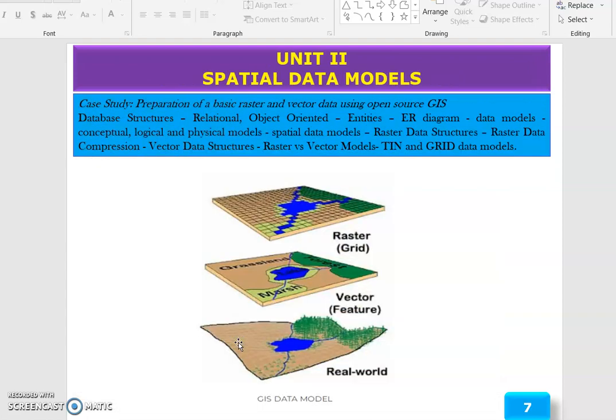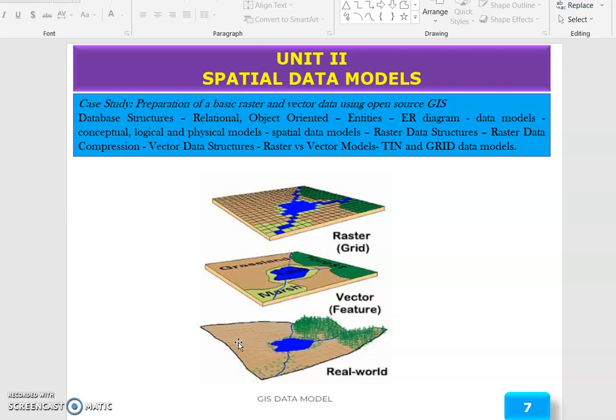Then in unit 2, the spatial data model, raster and vector, we are going to deal with how the real world is converted. From the case study, we start the skill assessment: preparation of a basic raster and vector data using open source GIS. In this spatial data model, we discuss database structures, relational, object-oriented, entities, ER diagram, data models, conceptual, logical and physical models, spatial data model, raster data structures, raster data compression, vector data structure, raster versus vector data model, TIN and grid data model.